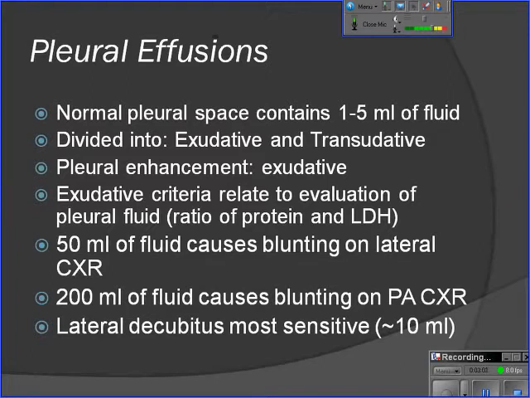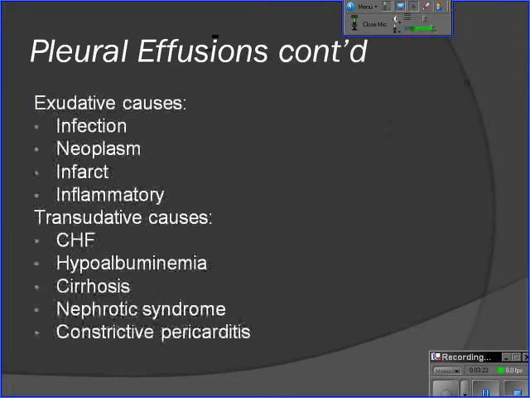And I just added that on radiographs, it takes about 50 mils of fluid to cause blunting of the costophrenic angles on a lateral chest X-ray, whereas it takes about 200 mils of fluid to cause blunting on a frontal radiograph. And the lateral decubitus is actually the most sensitive and can detect as little as 10 mils of fluid. These are some of the causes, the exudative and transudative causes of pleural effusions, as we all know.